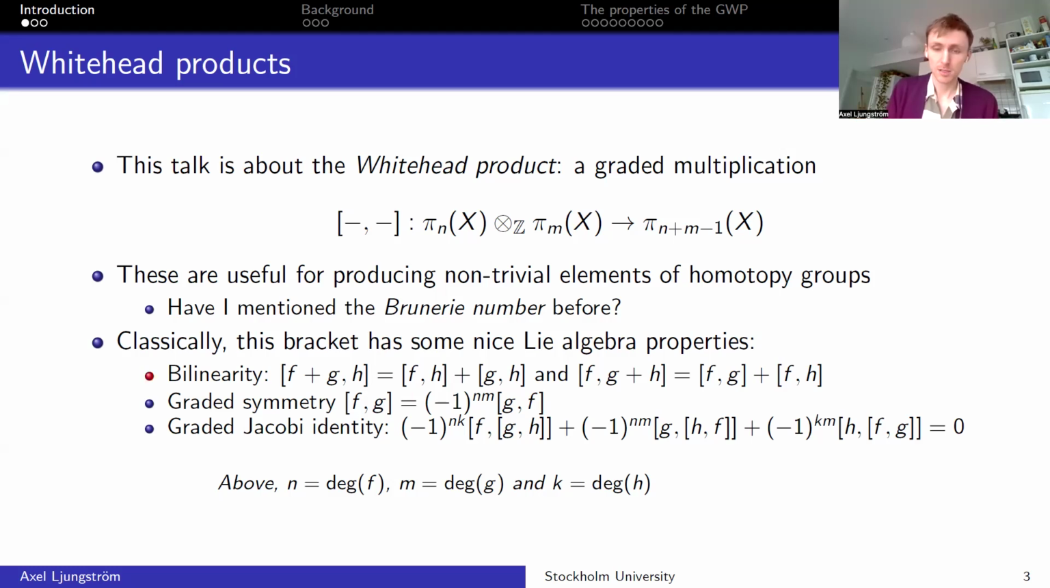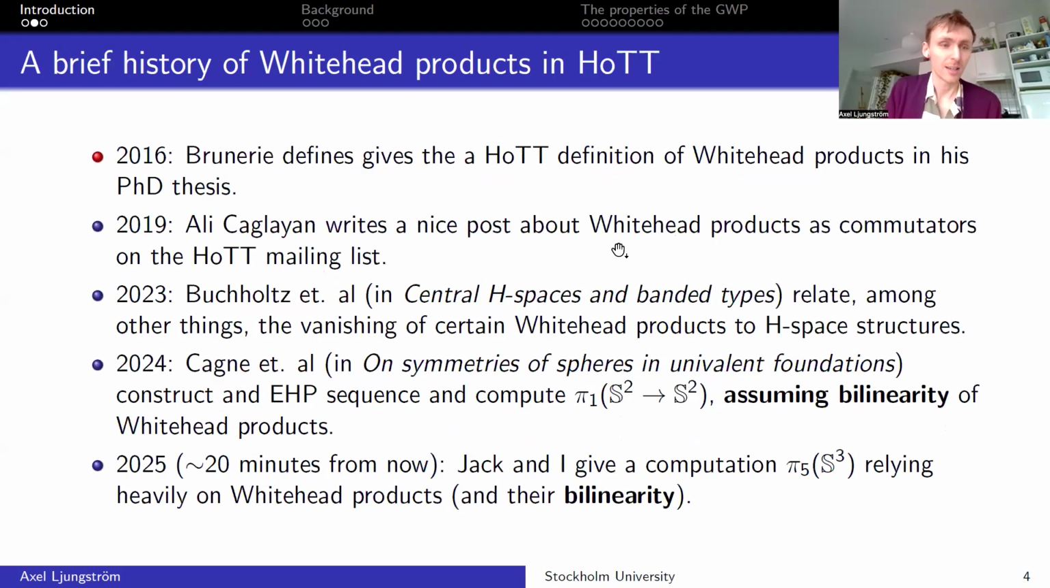So first, let me give you a brief history of the Whitehead products and their status in HoTT. I think the first mention of Whitehead products in HoTT was probably in Brunerie's thesis, where he used them to construct the Brunerie number. He never really proved anything about them. He just used them out of the box.